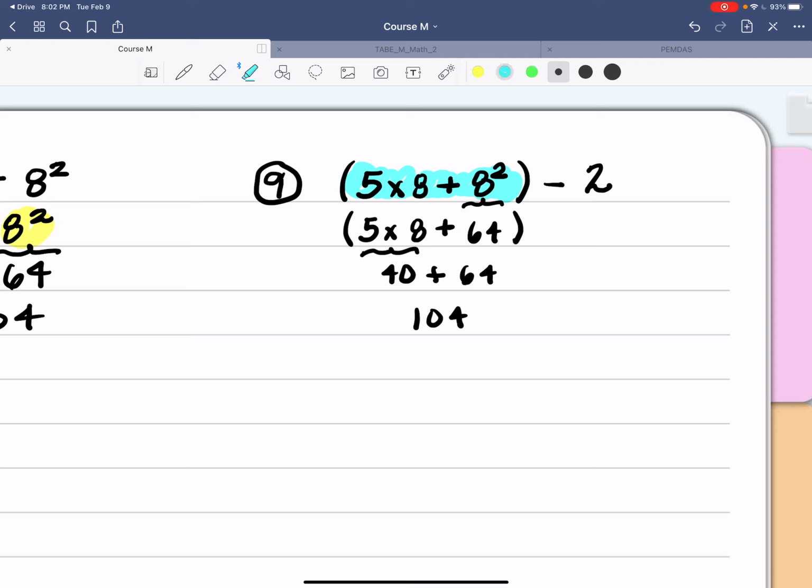So all of that is parentheses stuff. You just have to keep working it until it's simplified. And then bring down your minus 2. And that leaves you with the final answer of 102.